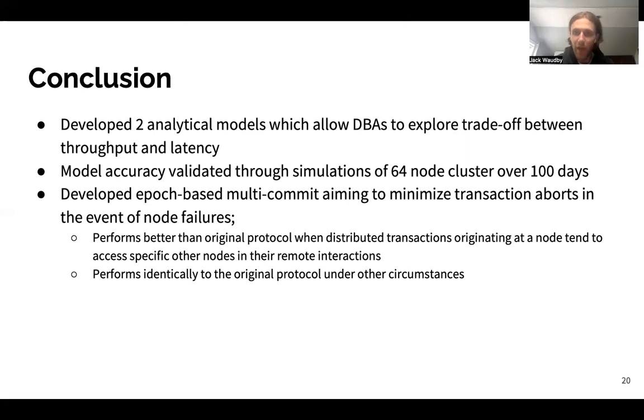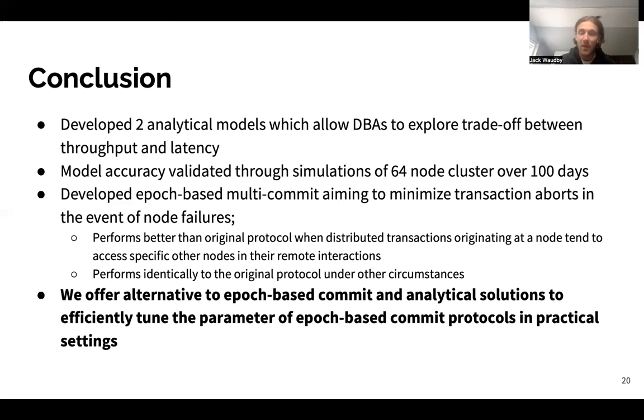So there is very minimal overhead of tracking epoch dependencies and computing commit groups, because in practice the database cluster would rarely exceed, say, 100 database nodes. So the computational overhead of executing connected components is quite small. So to summarize, in our work here, we have offered an alternative to epoch-based commit and demonstrated how to efficiently tune the parameters of these epoch-based protocols in practical settings.